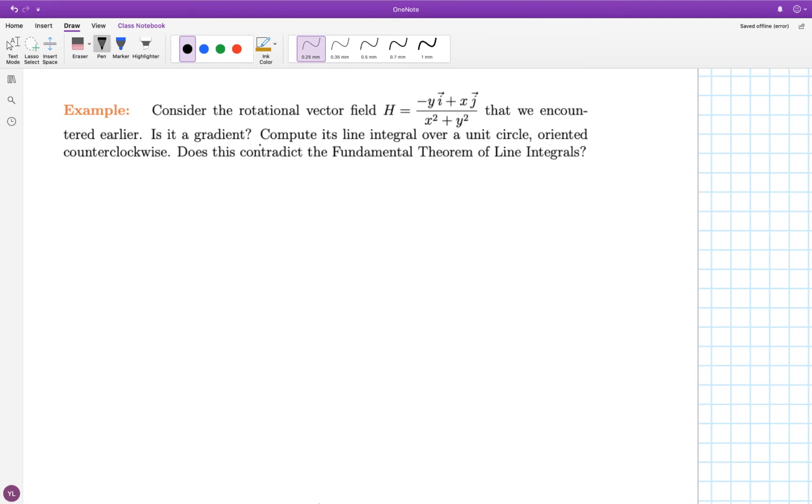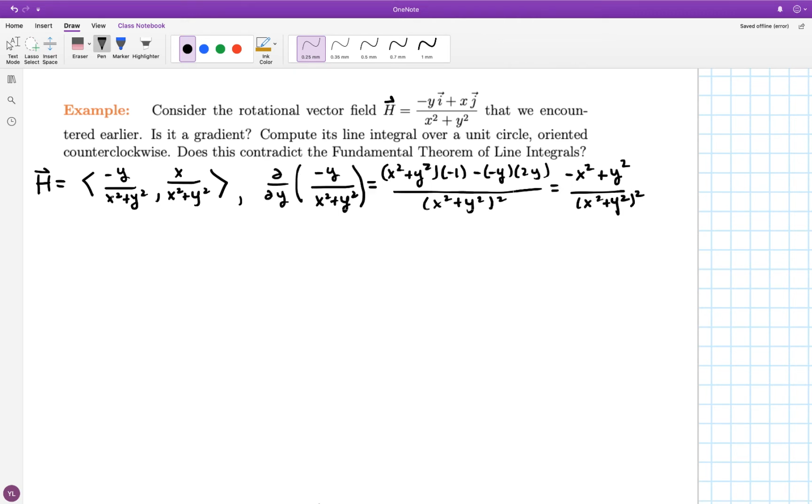All right, let's work through this example to see some subtleties of our fundamental theorem of line integrals. So I'm considering this vector field H, and let's look at its component functions. From the notation of earlier, this would be the component function M, and this would be the component function N. And I know I have this check for conservatives, so I'm going to run through some partial derivatives and make some observations.